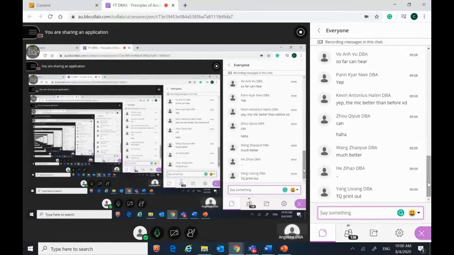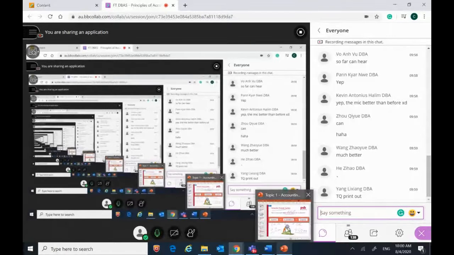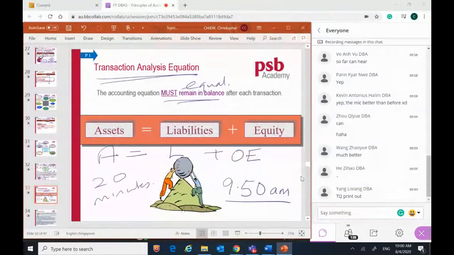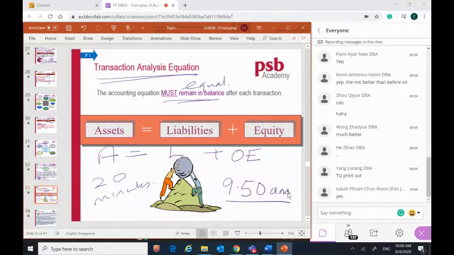It'll be good if you can print them out. But if you don't want to print them, you want to save paper, it's okay. At least download a soft copy onto your mobile device or your laptop. All right. Now let's continue from where we stopped.